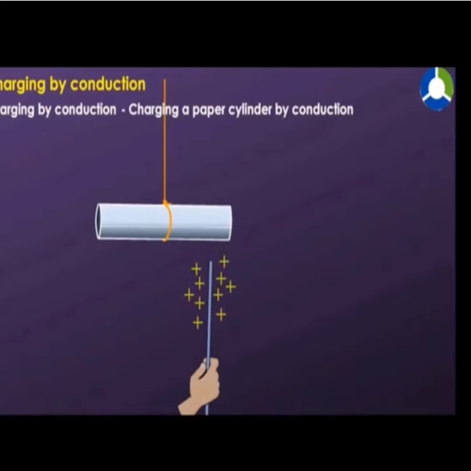Bring this charged ebonite rod near the paper cylinder. The cylinder will be attracted by the rod. If you touch the paper cylinder with the charged rod, you will see the paper cylinder repel the rod.